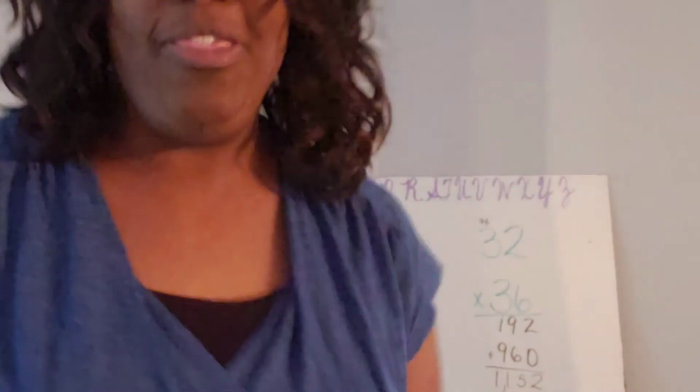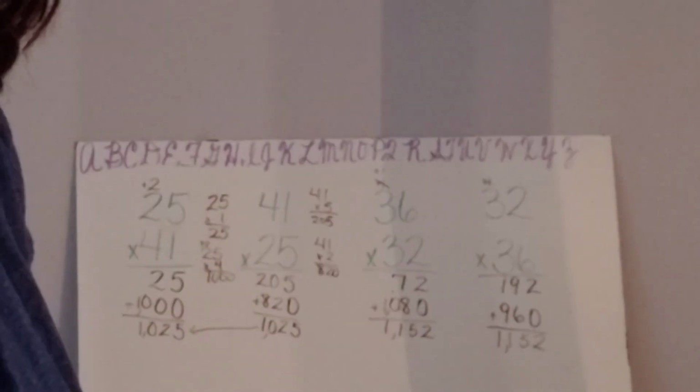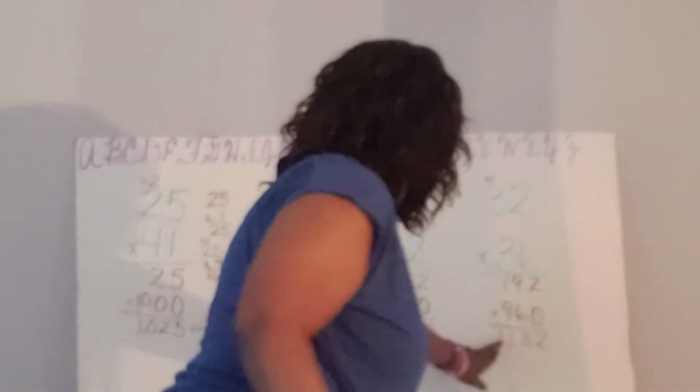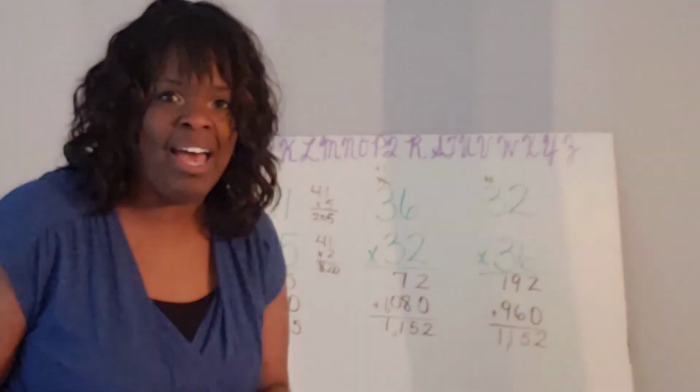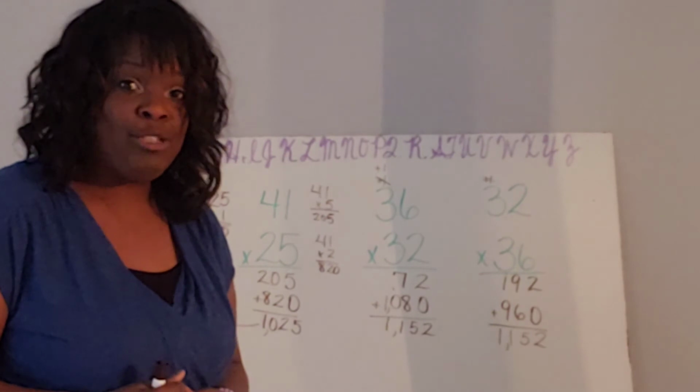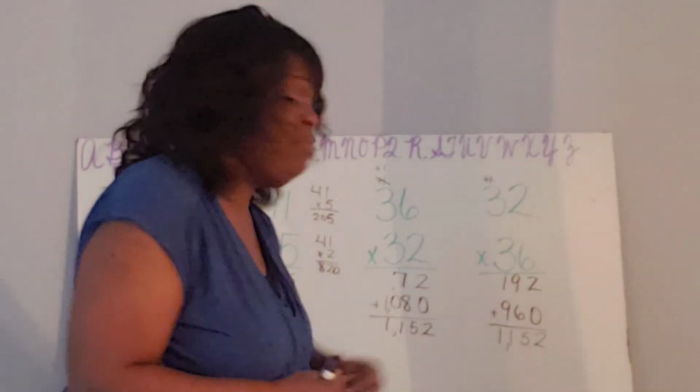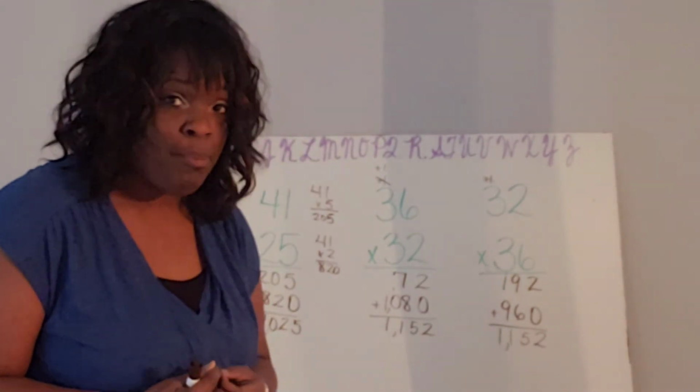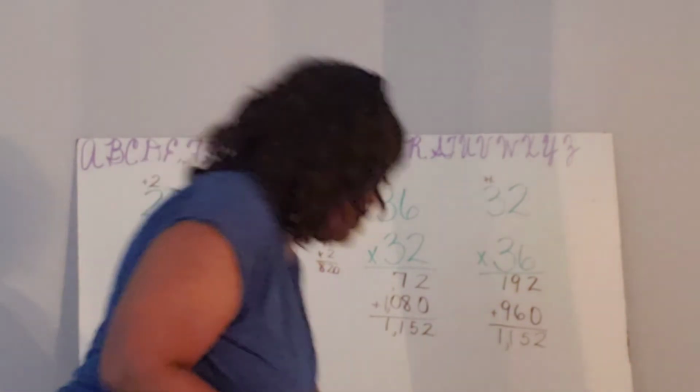So if the bottom products match, that's all that I need to worry about. The bottom products match. That's all I need to worry about. So don't worry about the partial products equaling each other. That's not important. The final products have to equal.